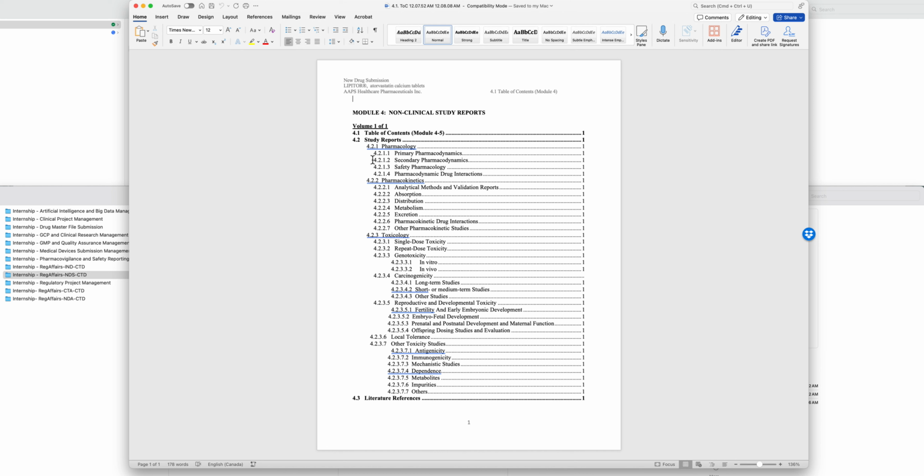Now you may say, okay, but we don't have any secondary pharmacodynamics study. This is okay. This submodule is optional. So if you don't have any study related to the secondary pharmacodynamics, just leave this module blank, empty. Of course we don't remove any module, we leave them as they are in the CTD backbone, and we don't touch the structure of the CTD as per ICH M4.